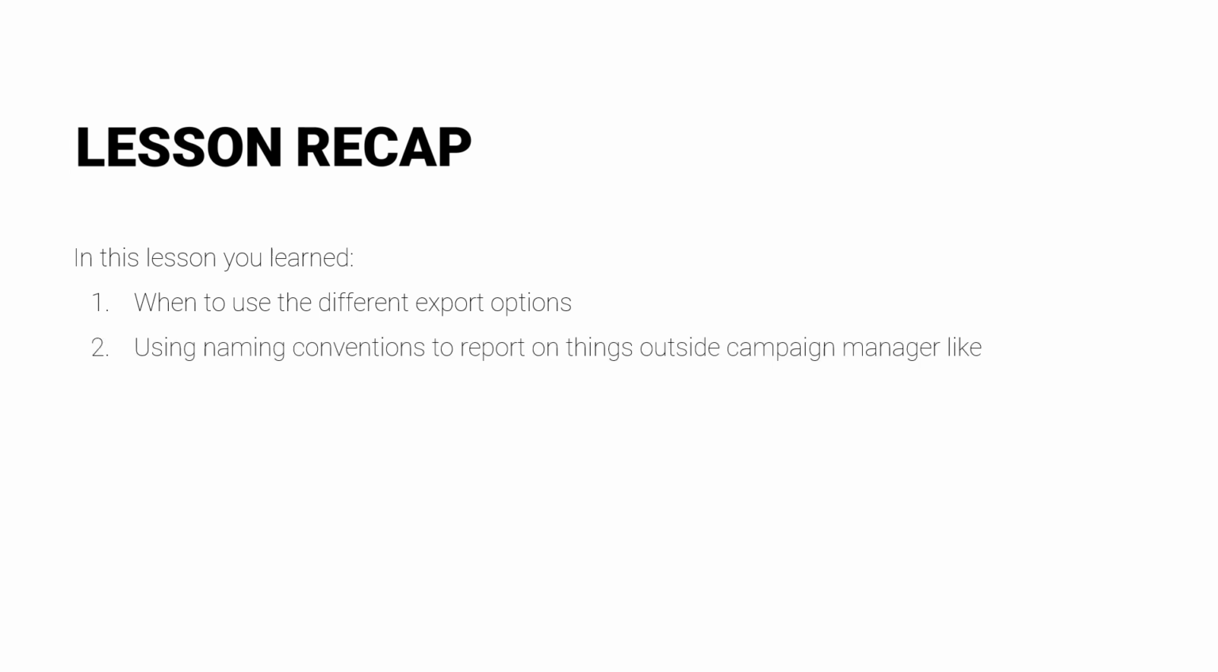So to recap on this lesson, you learned when to use the different export options and when to export and to create your own reports, and then using naming conventions to report on things outside Campaign Manager, like share of voice or spend per region or spend per segment if you wanted to.